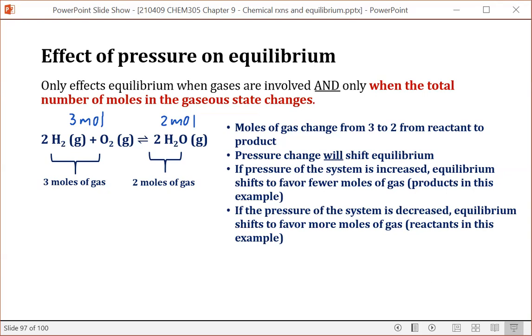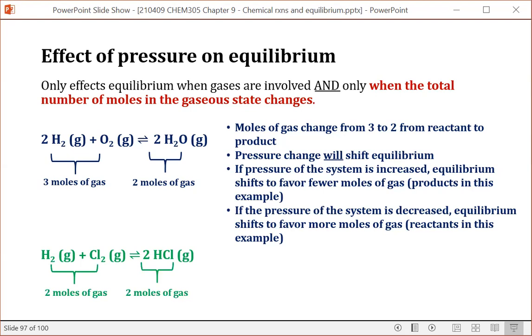In this case, it'll have an effect because we have gases and they're different on each side of the equation, the moles of gas. So if the pressure of this system is increased, the equilibrium is going to shift to favor the side that has fewer moles of gas. And in this example, that would be the product side. If the pressure of this system were decreased, the equilibrium would shift to favor the side with more moles of gas, the reactants in this example. Here's another one, hydrogen gas plus chlorine gas to make hydrogen chloride gas.